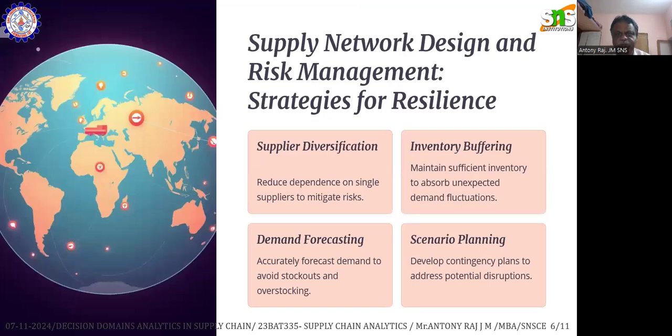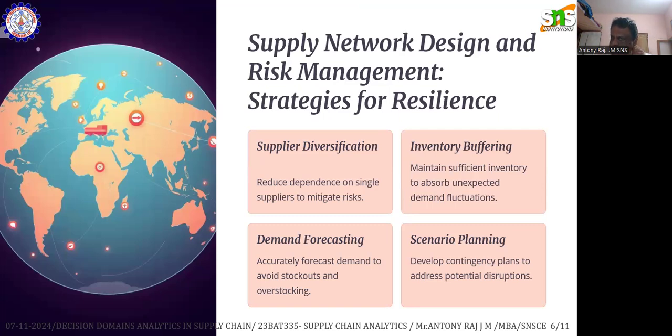And supply network design and risk management is a very, very important area where analytics is used in supply chain. Supply diversification: you reduce the dependence on single suppliers to mitigate risk. So you can't have all the eggs in one basket. You've got to reduce the dependency and increase the number of suppliers on a case basis.